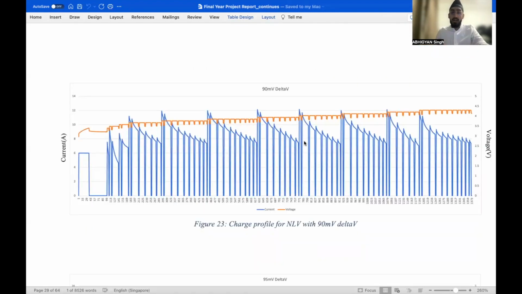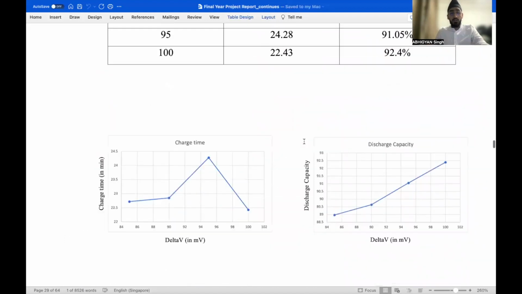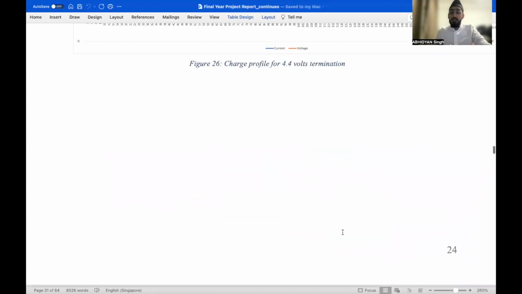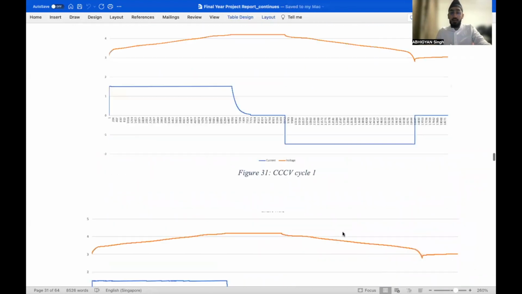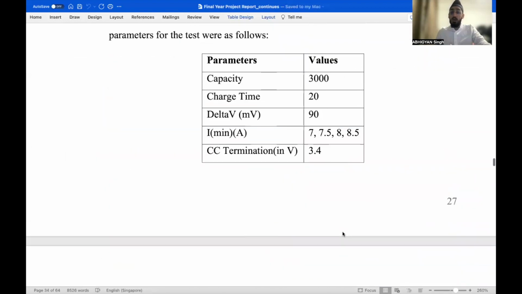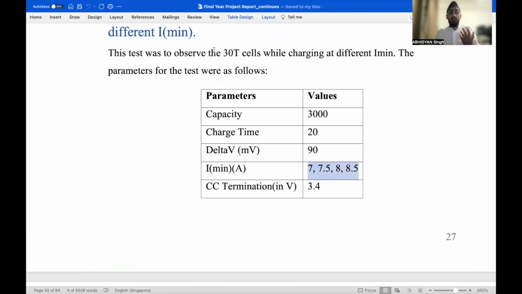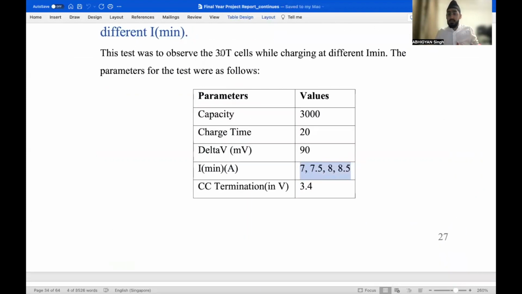Some of the results we got showed that using 90 millivolts as the delta V is the best parameter for NLV. Then we also performed some tests to find out the optimal termination voltage for NLV and found that 4.3 was the best termination voltage for NLV. Then we even tried to experiment and find out which Imin value would be good for NLV, and we found that 7.5 would be good when charging a 30T cell for 20 minutes.